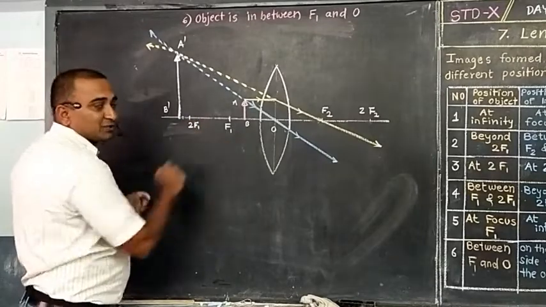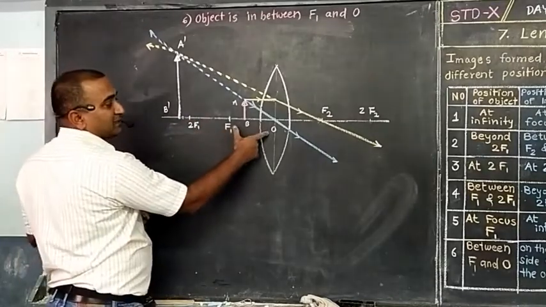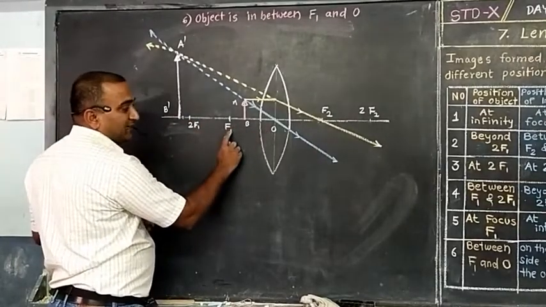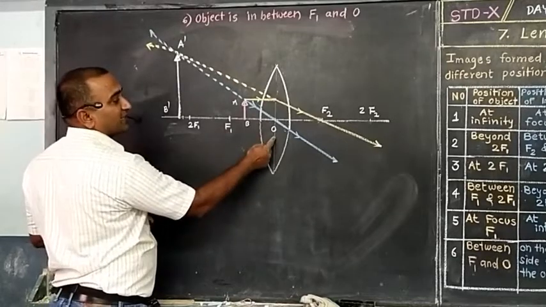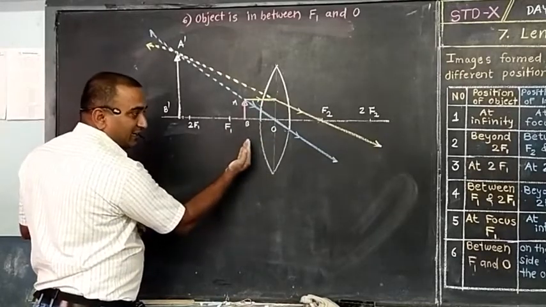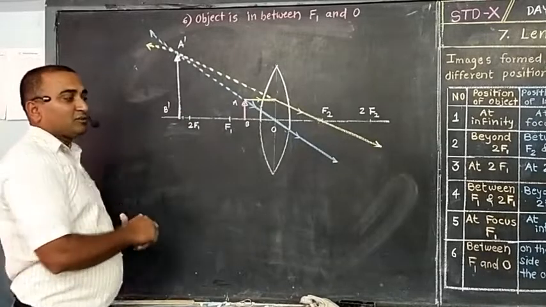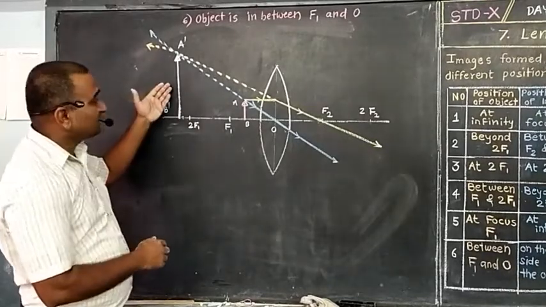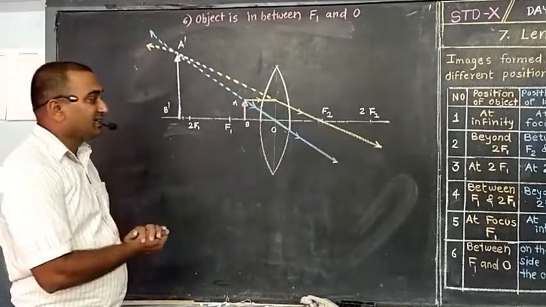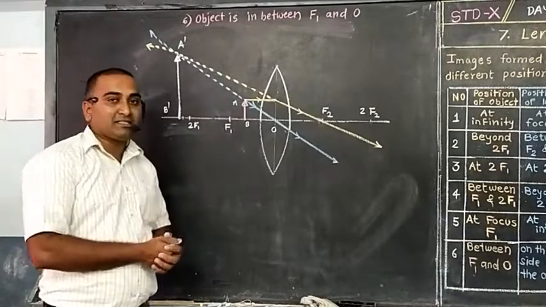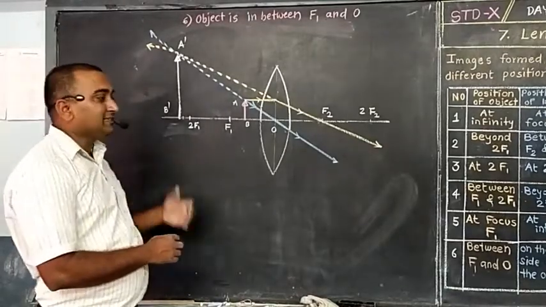So what is the conclusion? When object is placed in between optical center and focus, we are getting the image on the same side of the object. How is the image? Image is very large, and nature of image is virtual and erect.